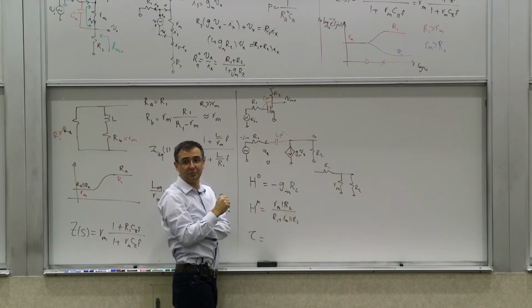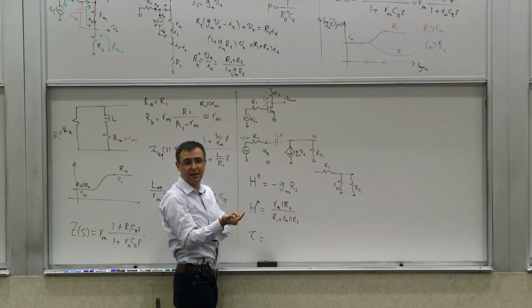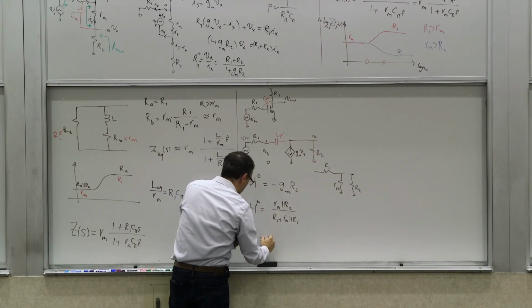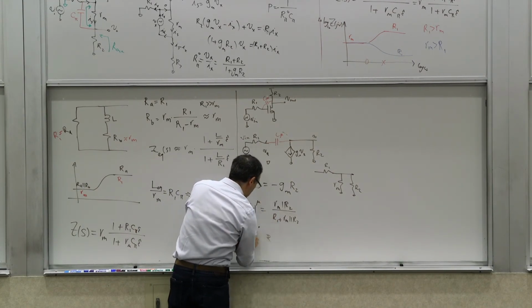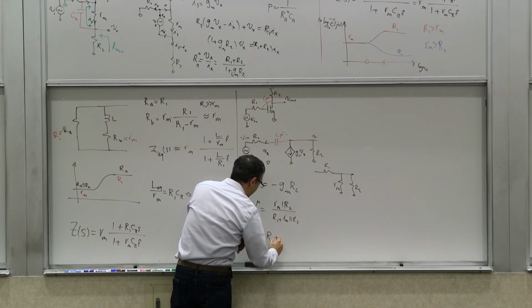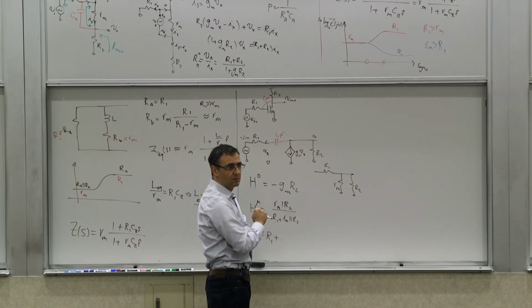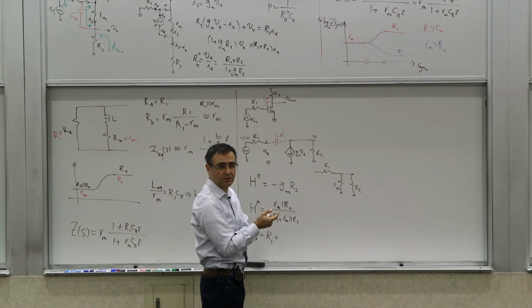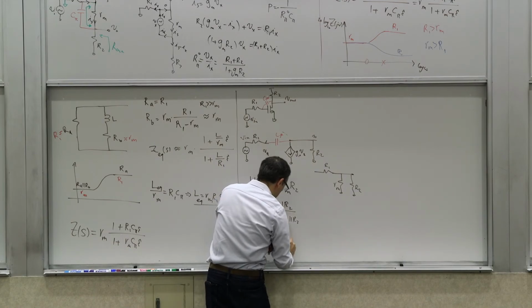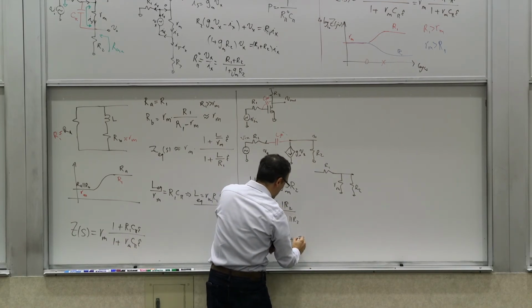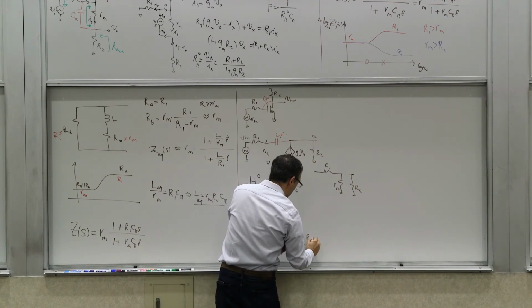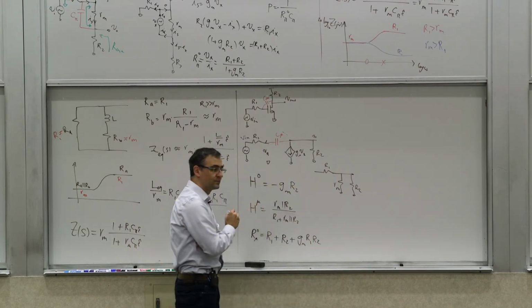When I null all the independent sources, what do I see to the left? R1, right? So let's say R mu 0 is R1. So that's R left plus R right. What do I see to the right? I see R2, right? That's the only resistance I see. Plus R2, plus gm R1 R2, right?